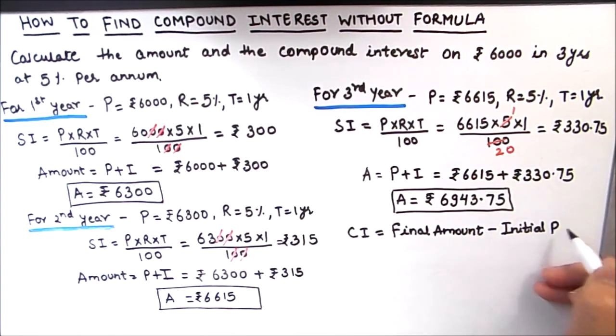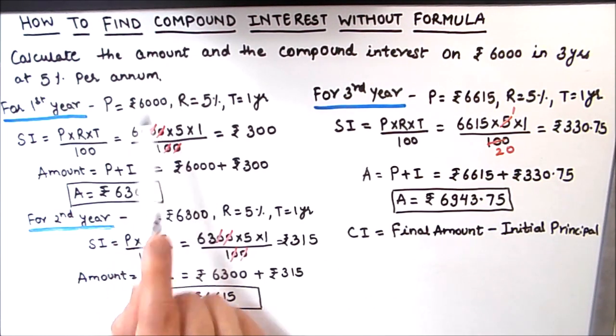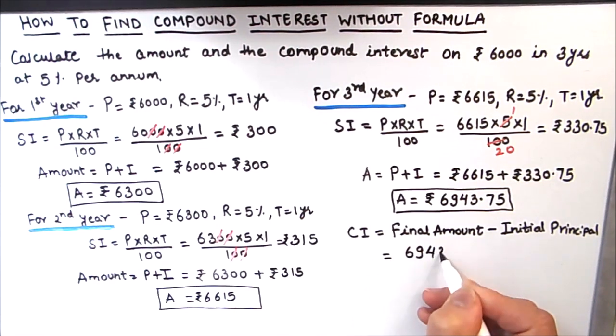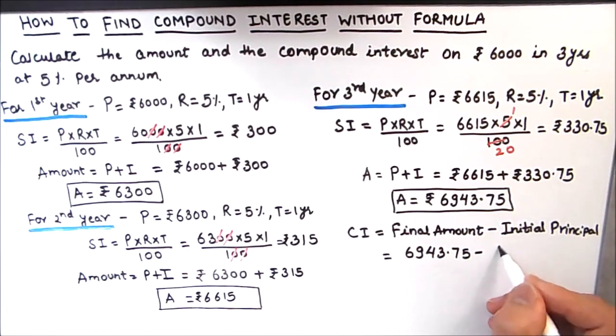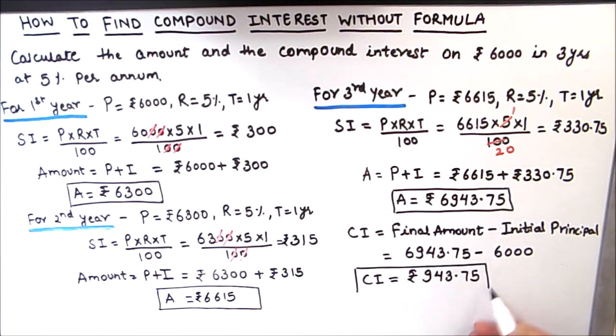So initial principal will be the principal amount from which we start, which is rupees 6,000. So final amount is 6,943.75 minus initial principal amount, rupees 6,000. So compound interest will be rupees 943.75. So this is how we find the compound interest without using the formula.